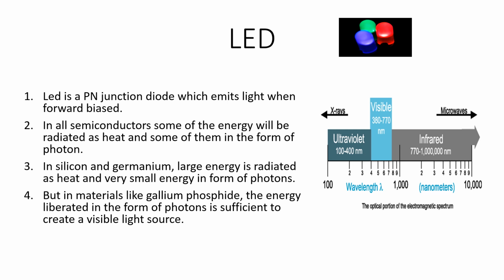In the given diagram, you can see the different wavelengths of light. The different wavelengths of light determine the colors. Ultraviolet wavelength ranges from 100 to 400 nanometers. The visible range is from 380 to 770 nanometers. If the light is emitted in the visible range, we can see those colors. The next spectrum is the infrared, that is beyond 770 nanometers.